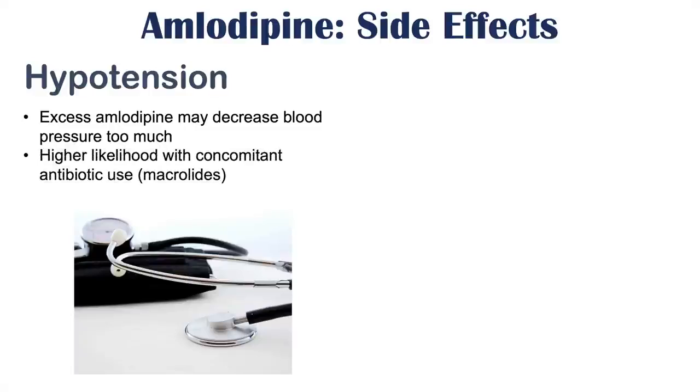And another important point to make note of here is that interactions with other medications can increase the risk of having hypotension. So using antibiotics, particularly the macrolides like azithromycin and clarithromycin, if they're used when a patient is on amlodipine, they can interact with amlodipine to increase the risk of hypotension. So that's also important to make note of as well. And if a patient does have issues with hypotension, it's important to reduce the dose that they're on.